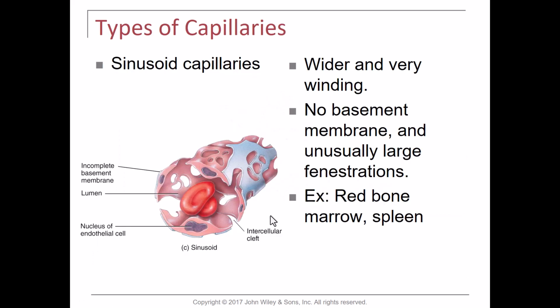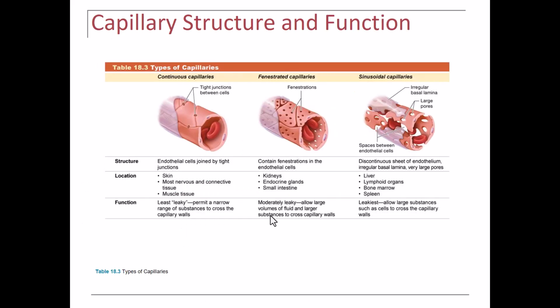And then the sinusoidal capillaries look very weird. It almost looks like somebody has just punched this capillary and damaged it to death, but these don't usually have a basement membrane. They're just very large portions of the capillary gone. They're winding, they're wide, and you find these in areas where we take in red blood cells to recycle them, like the spleen, or where blood cells are made and they must leave, in the red bone marrow. So those are two special places that we would see the sinusoidal capillaries.